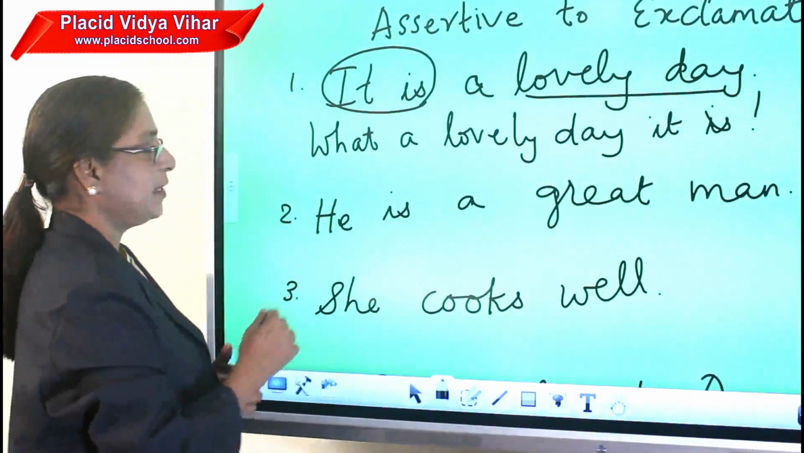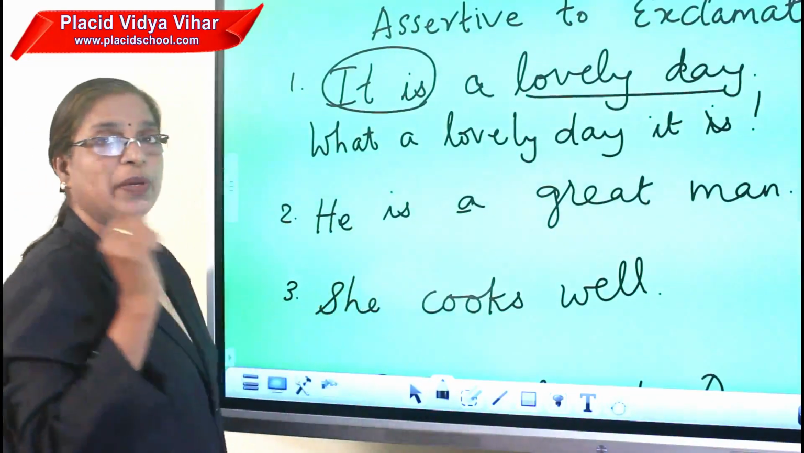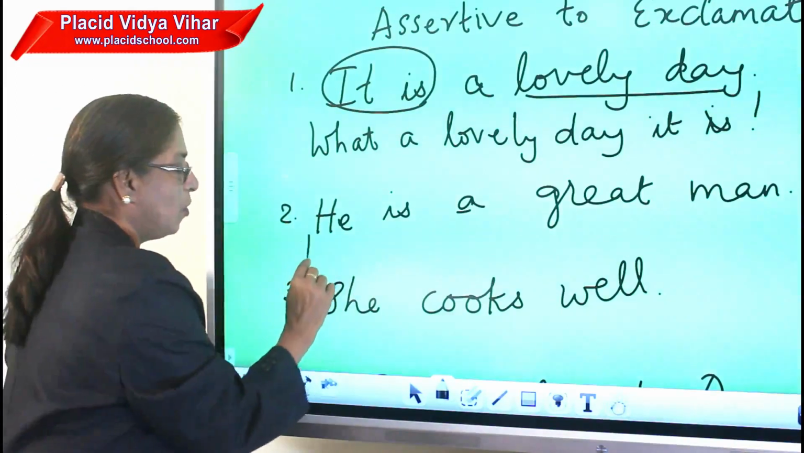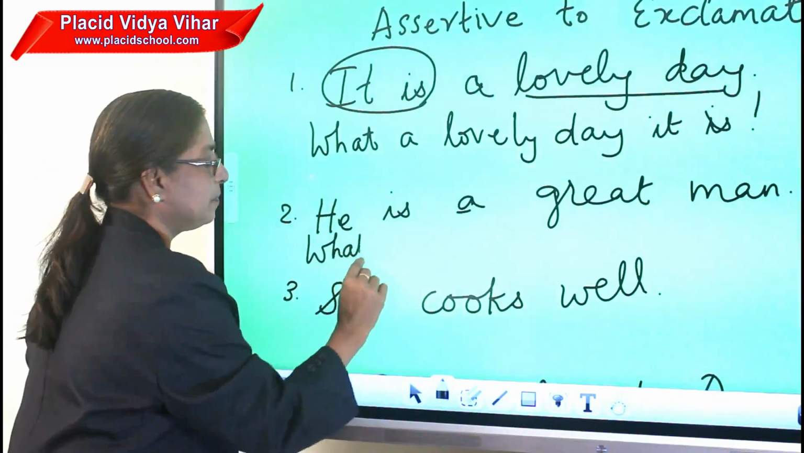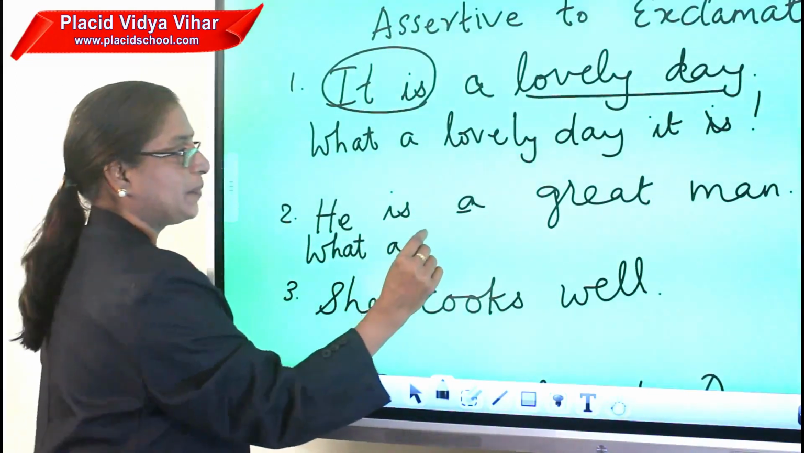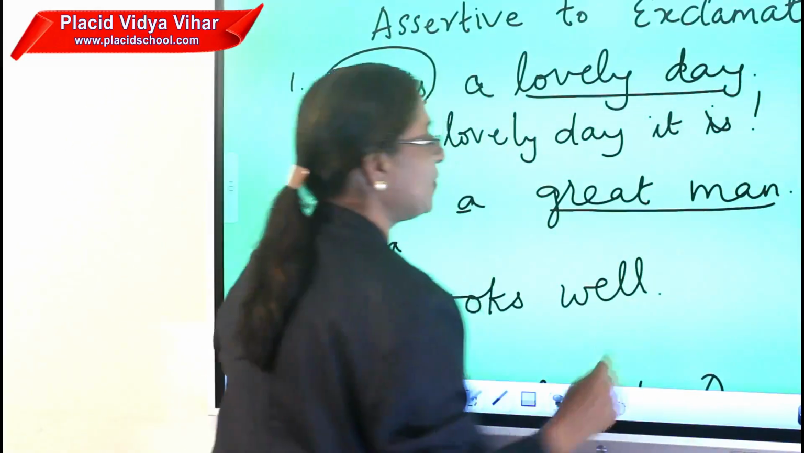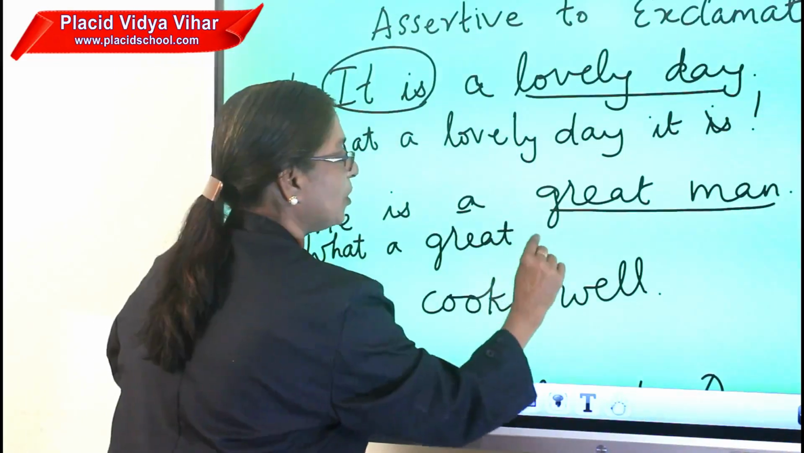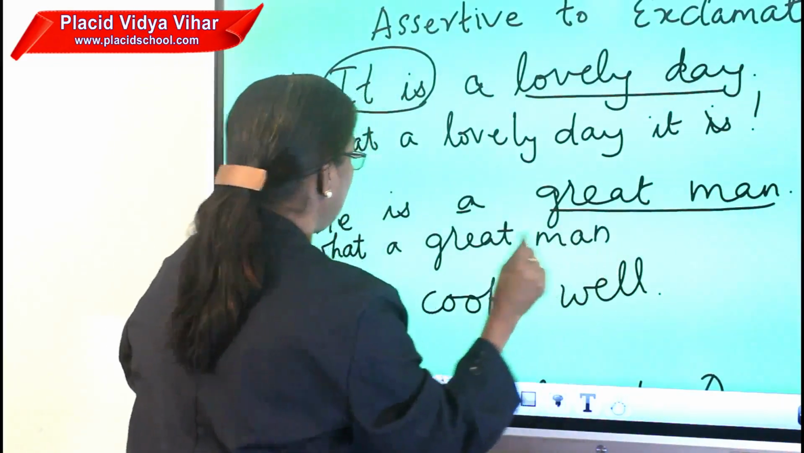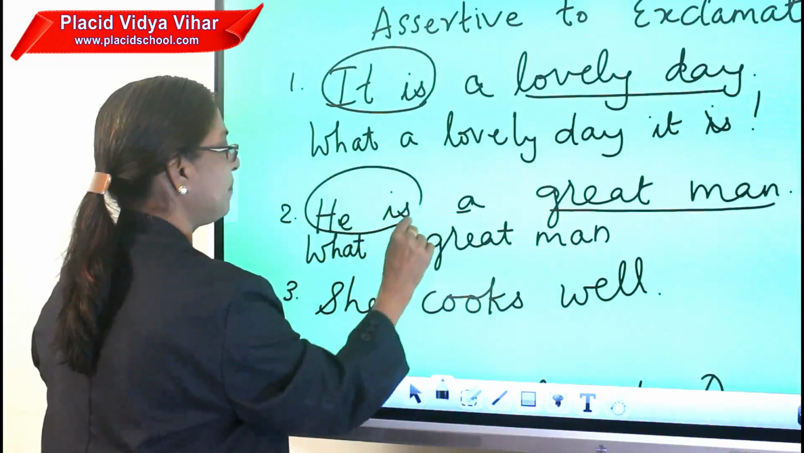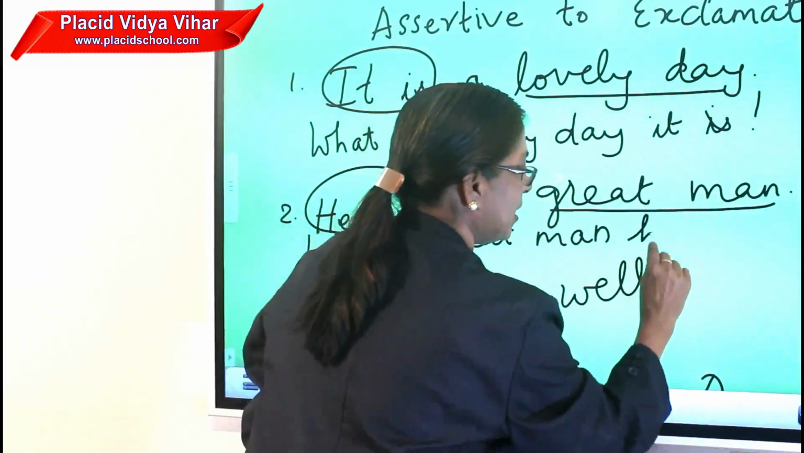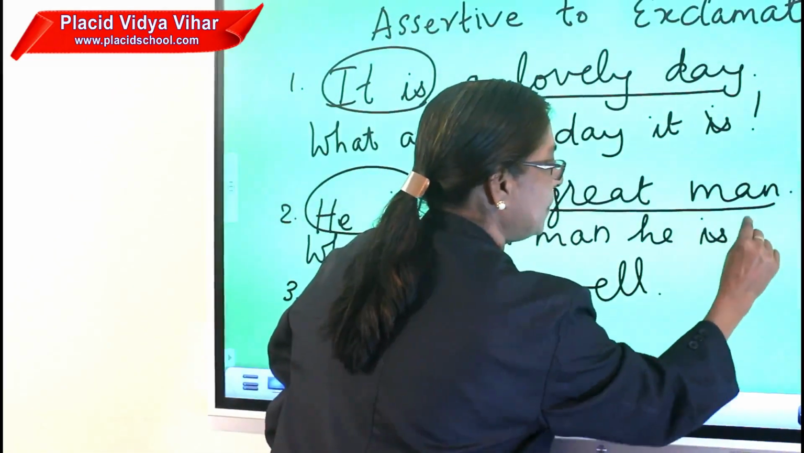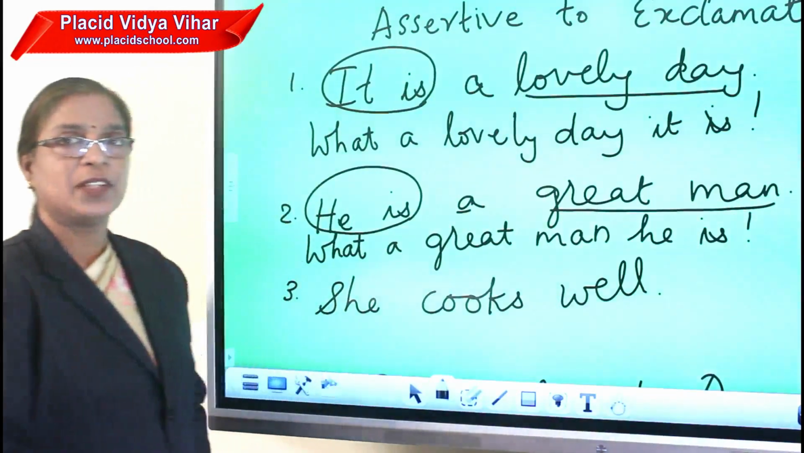Now look here again. Again here a has come. So begin with what. What a, end part of the sentence. What a great man. Then comes the first part. Finish it with this. He is. Complete with an exclamation mark.